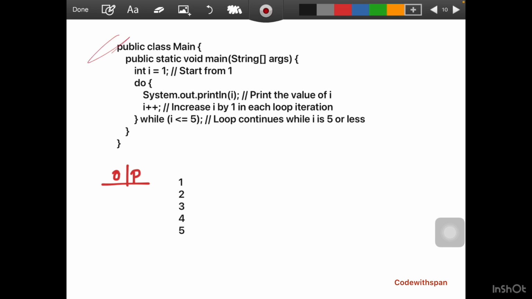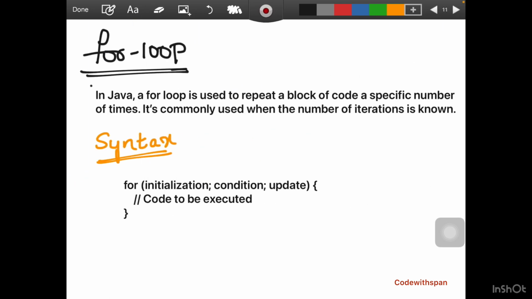See, this is a program using the do while loop: do System.out.println(i) while i is less than or equal to 5. This is the output. Next, the for loop. In Java, the for loop is used to repeat a block of code a specific number of times. It is commonly used when the number of iterations is known.